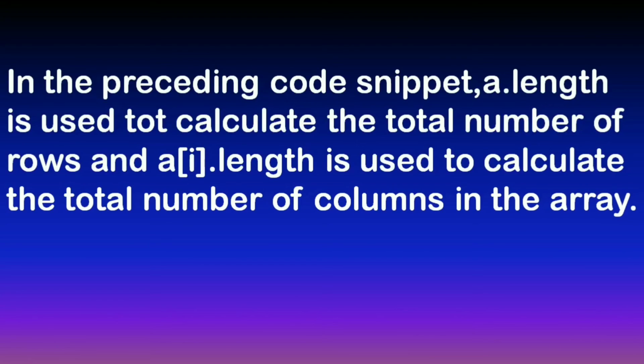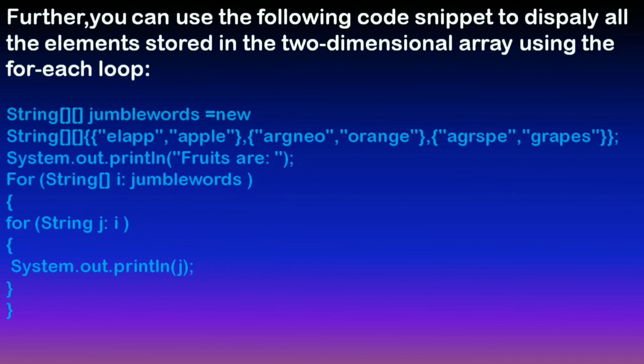In the preceding code snippet, a.length is used to calculate the total number of rows and a[i].length is used to calculate the total number of columns in the row. That means both rows and columns will be calculated using that code.